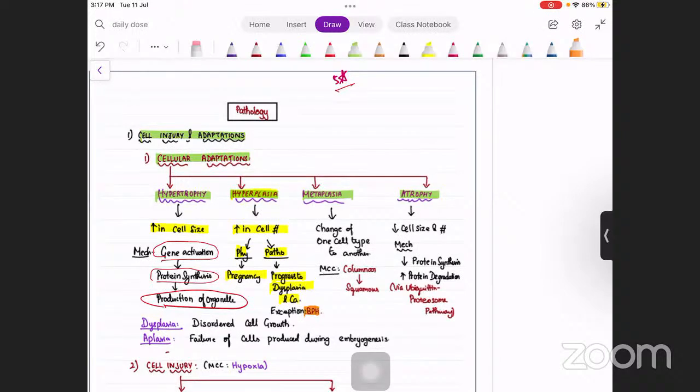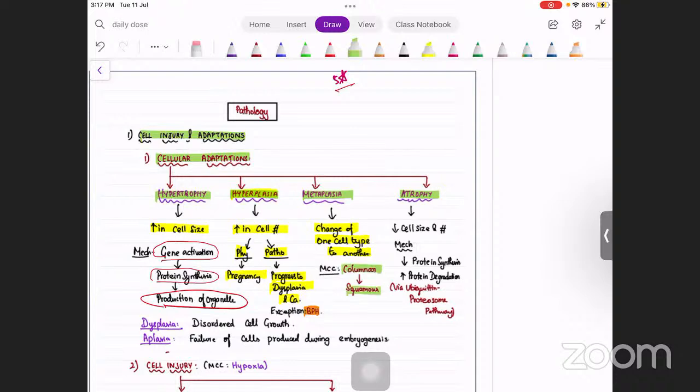Then we have metaplasia. Metaplasia means change, people: change of one cell type to another one. One classical example is Barrett esophagus. What is the most common change in metaplasia? That is columnar to squamous change.